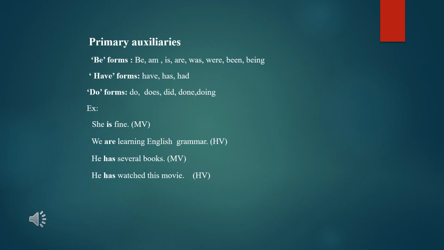Primary auxiliaries help to form tense, questions, negative sentences, passive voice, etc. They are also called helping verbs. There are three primary auxiliaries: be forms, have forms, do forms. Be forms are be, am, is, are, was, were, been, being. Have forms are have, has, had. Do forms: do, does, did, done, doing. All forms of be, have, and do can be used as both auxiliary and main verbs. Look at the example sentences for understanding.